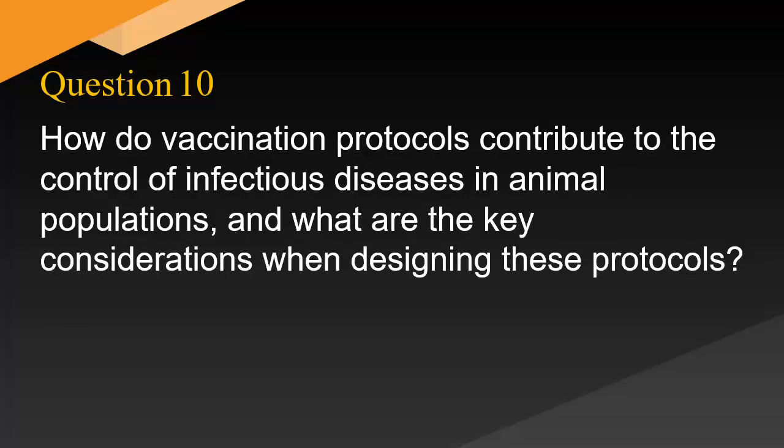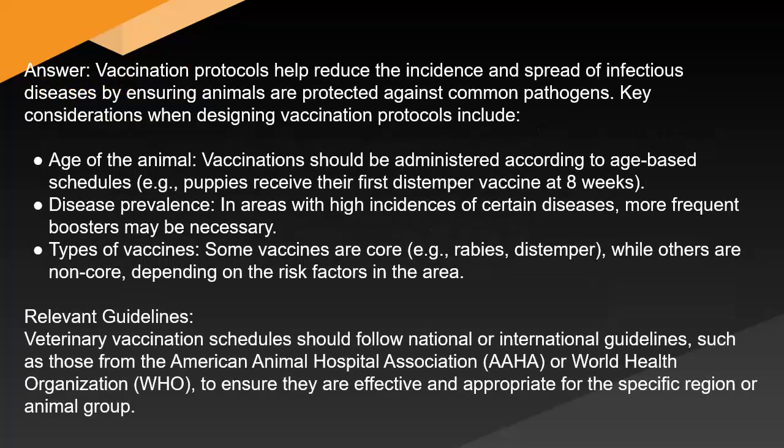How do vaccination protocols contribute to the control of infectious diseases in animal populations, and what are the key considerations when designing these protocols? Answer: Vaccination protocols help reduce the incidence and spread of infectious diseases by ensuring animals are protected against common pathogens. Key considerations when designing vaccination protocols include age of the animal. Vaccinations should be administered according to age-based schedules, e.g., puppies receive their first distemper vaccine at 8 weeks.